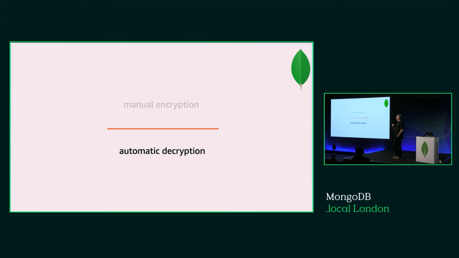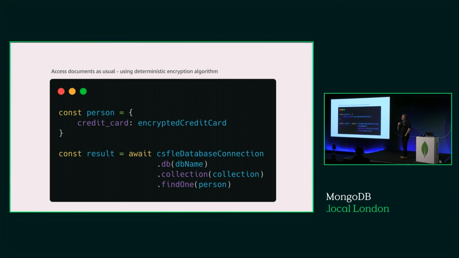So to read the data back from the database, I'm going to use automatic decryption. It means that I, as a developer, don't need to explicitly call encryption.decrypt. The MongoDB driver will figure out automatically that there is an encrypted field in the document that it's retrieving, and will fetch the correct key and decrypt that field for me. Zero lines of code to write on my side.